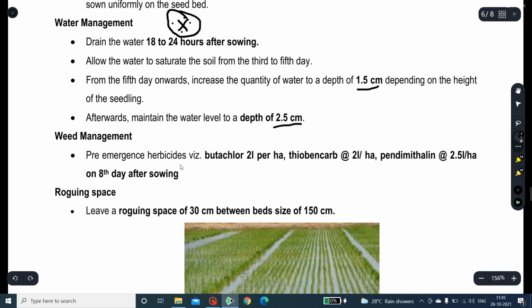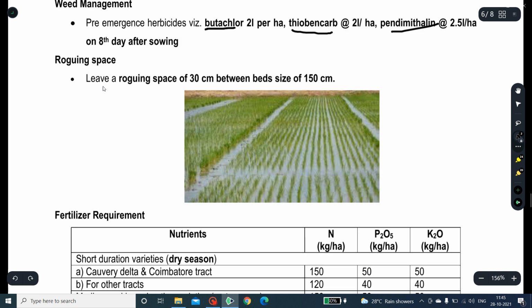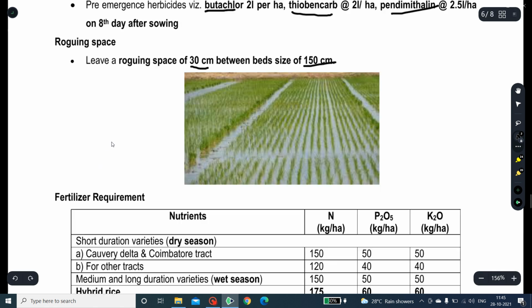For weed management, apply pre-emergence herbicides like butachlor, thiobencarb and pendimethalin on the 8th day after sowing. A roguing space of 30 cm will be given between beds of size 150 cm. This is for easy intercultural operations, etc.